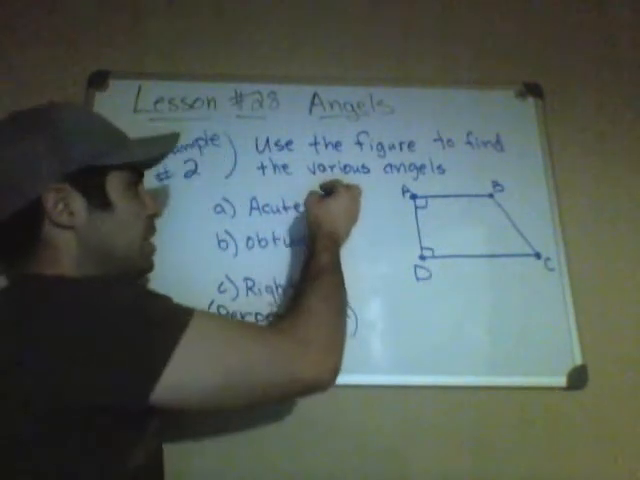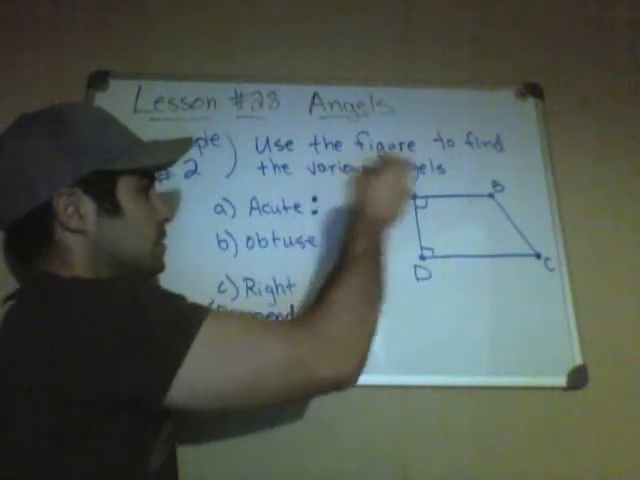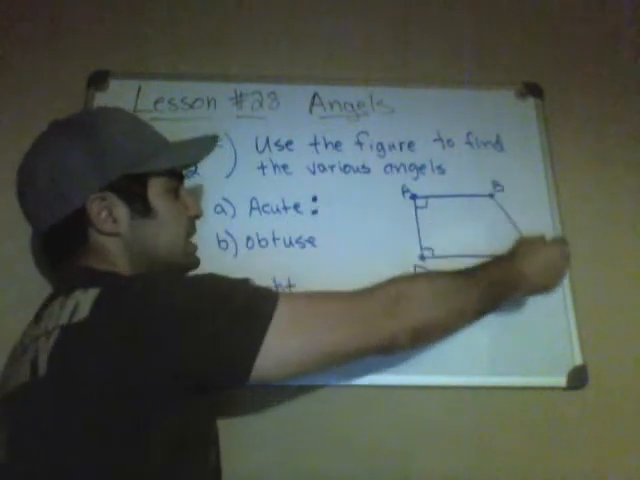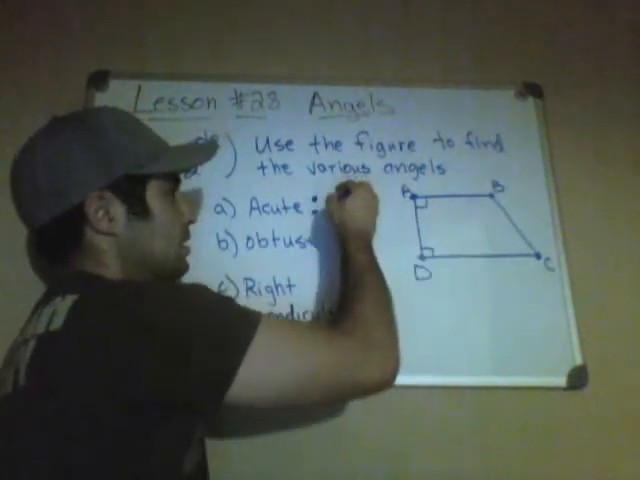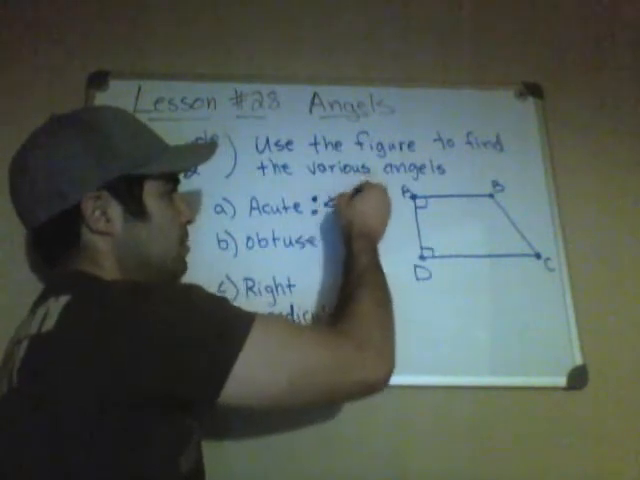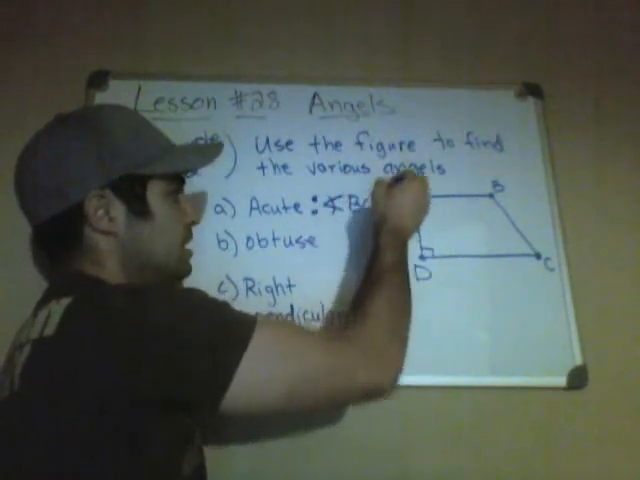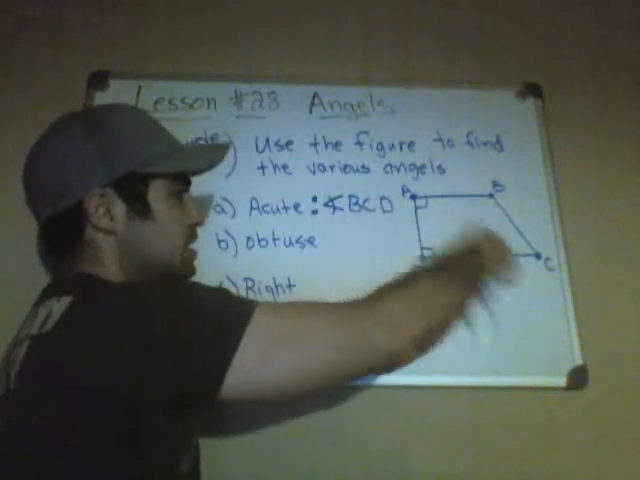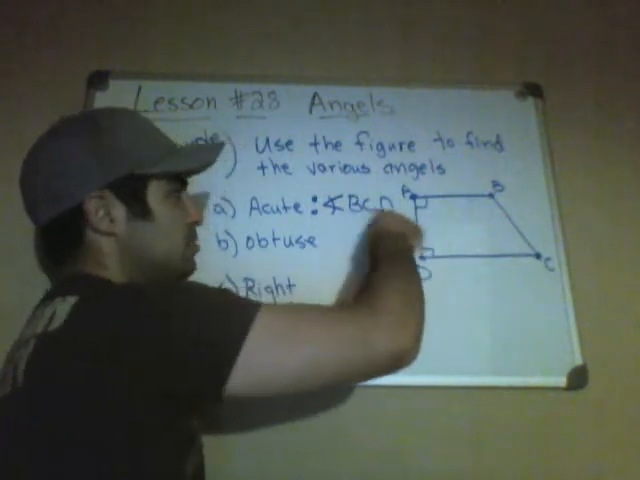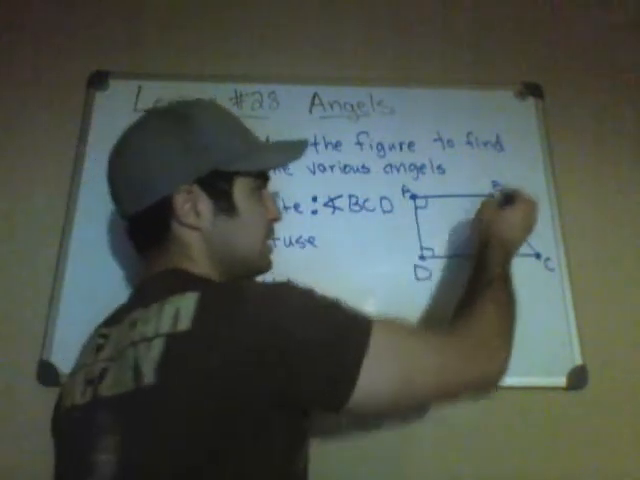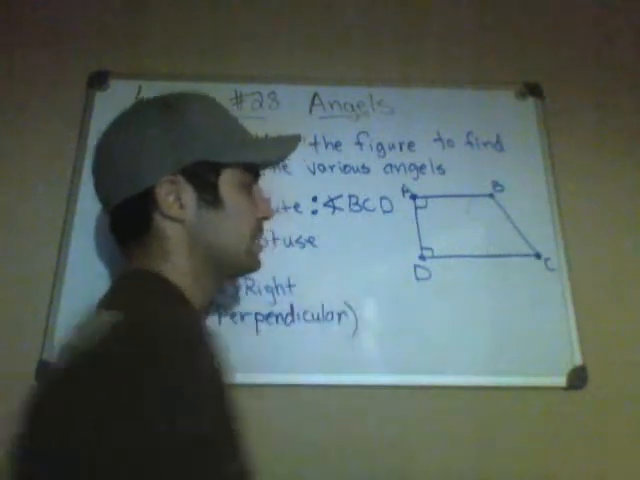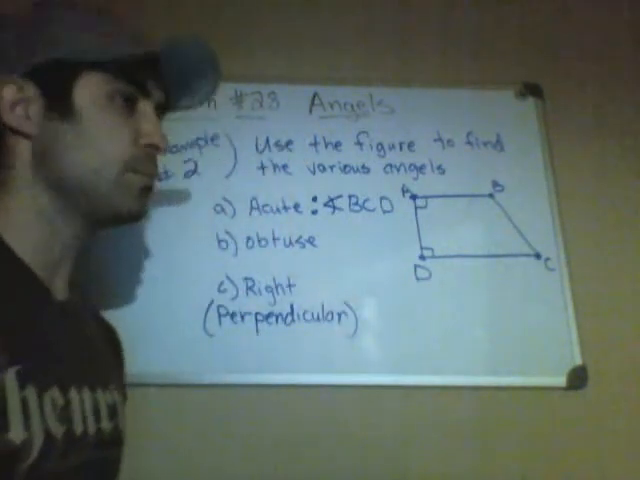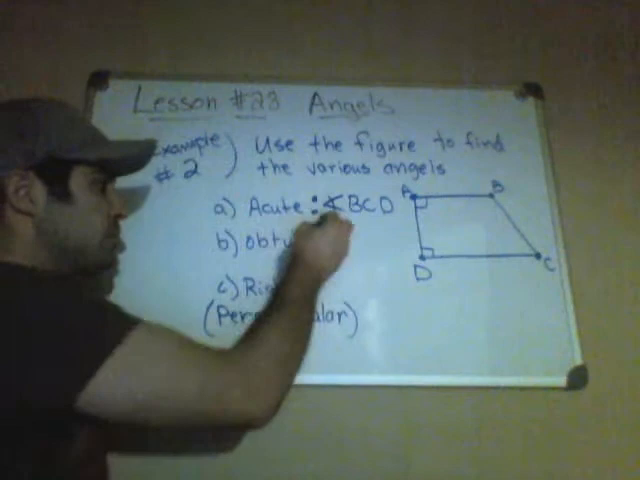Okay, so how we would write that is angle B, C, D. Notice, C is in between the letters B and D. And that's because this is the vertex of the angle. The vertex is the point. Okay, now let's do the obtuse angle.